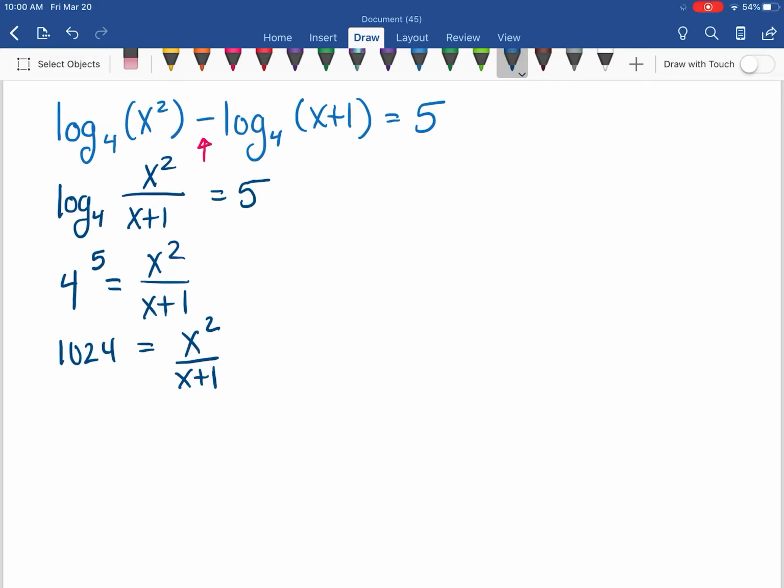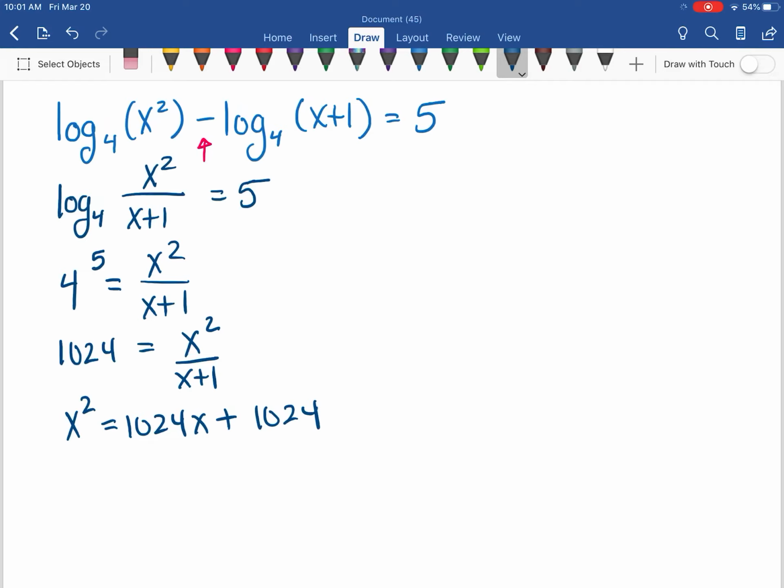When I cross multiply, or you can look at it in terms of clearing the fractions on both sides, either way, you're going to end up with the same thing. So I'm going to have x squared is equal to 1024x plus 1024. Now I have a quadratic equation that I need to solve, and because this is a quadratic, the methods that I have in my toolbox are quadratic formula, factoring, or complete the square.